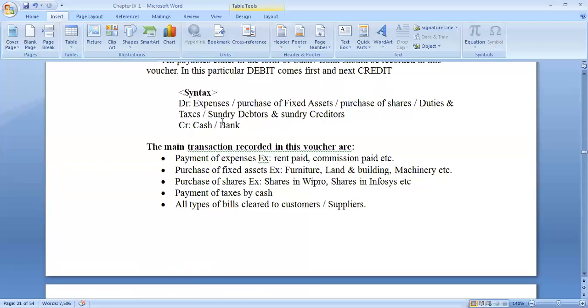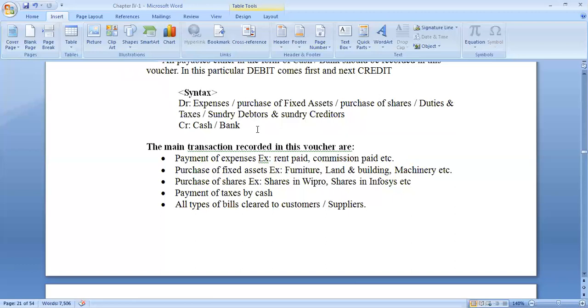Now, how does the syntax go? Debit expenses, or purchases of fixed assets, or purchases of shares, or duties and taxes. Sundry debtors and any payment proceeding with these activities will be considered as payment vouchers. So the payment voucher speaks with the configuration F5. Any cash or bank transactions will be the item. The money is moving out either in the form of cash or through a bank, so that will be recorded here.